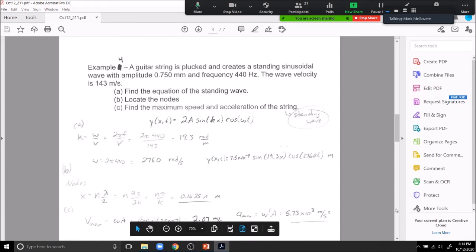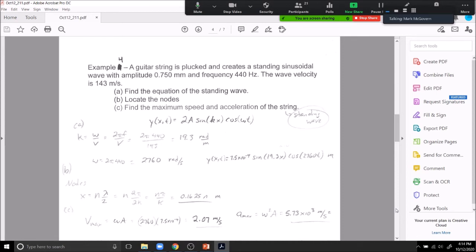A guitar string is plucked and creates a standing sinusoidal wave with an amplitude of 0.75 meters. Now, that creates a standing wave, so the amplitude is 0.75. That's the 2A, just to be clear about that. Frequency is 440 hertz. The wave velocity is 143 meters per second. Find the equation of the standing wave.